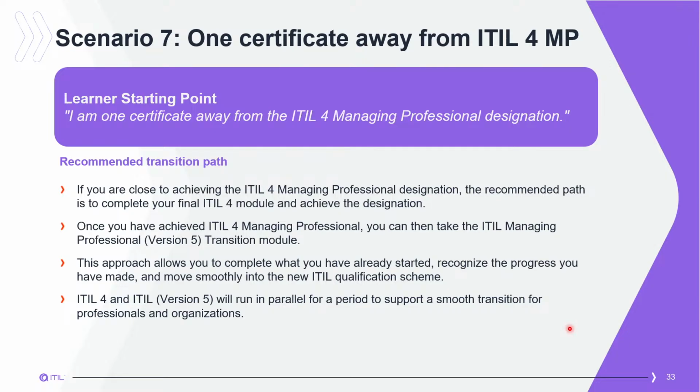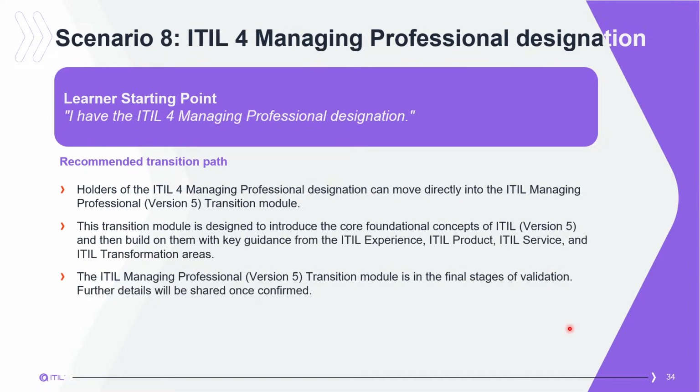If you are one certificate away from ITIL 4 MP, I highly suggest going ahead with that, because if you are so close to achieving this, I recommend completing the final ITIL 4 module, and after that you can easily go with the transition module, and you will receive the ITIL version 5 Managing Professional. That is the kind of situation where it's very valuable if you have made these efforts, and you can use it in the new versions.